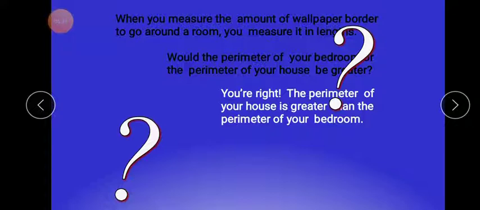So you just answer one question. Would the perimeter of your bedroom or the perimeter of your house be greater? The house takes a big shape. So obviously the perimeter of your house will be greater than the perimeter of your bedroom. So you are right, the perimeter of your house is greater than the perimeter of your bedroom.